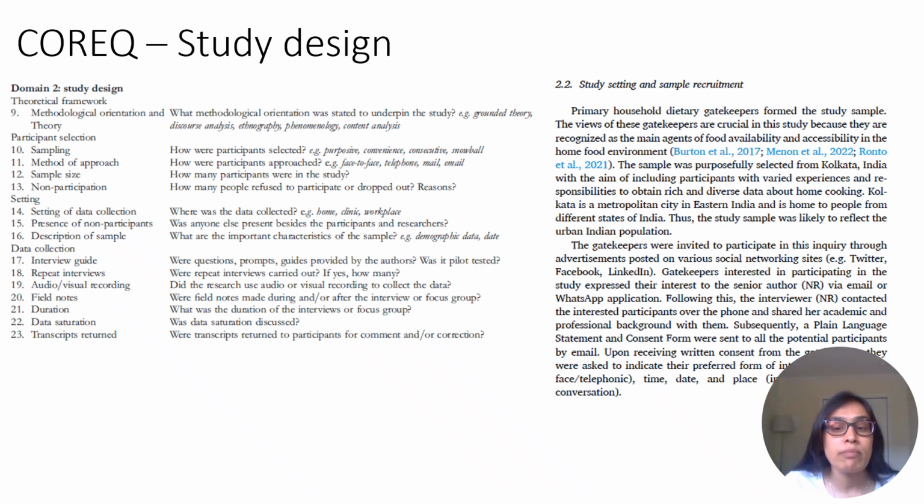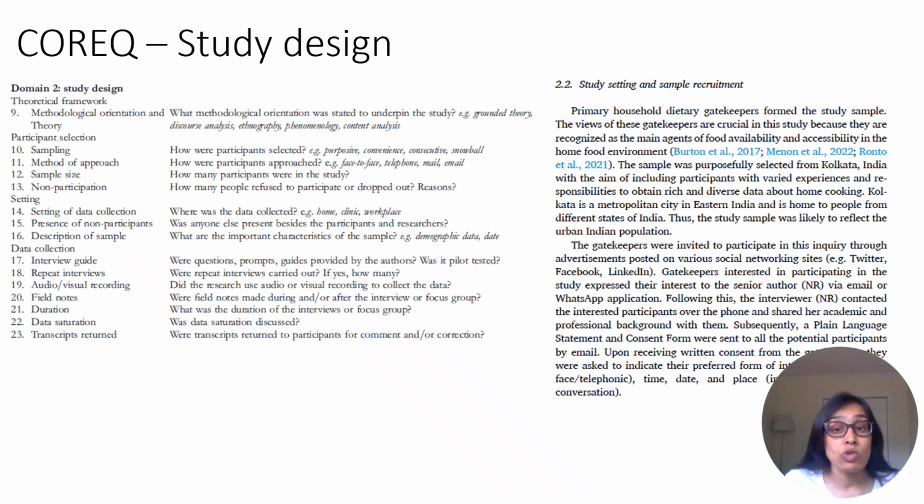Subsequently, a plain language statement and consent form was sent to all the potential participants. Upon receiving written consent, the gatekeepers were asked to indicate their preferred form of interview, whether they want to do face-to-face or telephonic, and the time, date, and place for the conversation. Because if it's face-to-face, you have to decide a place. And generally, it's a place on mutual agreement or the preference of your participant. Your preference generally takes a backseat there.